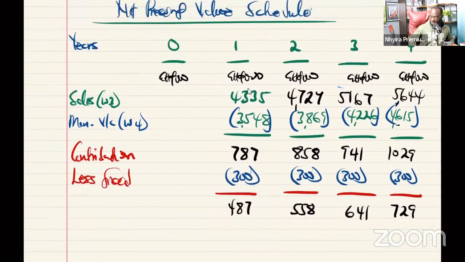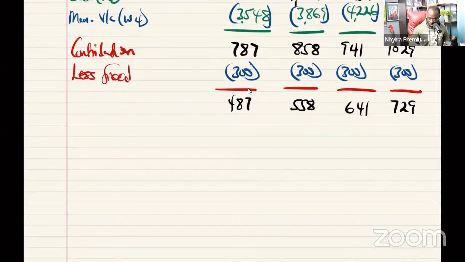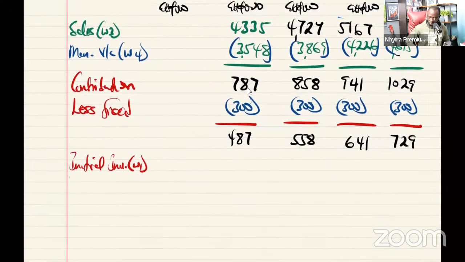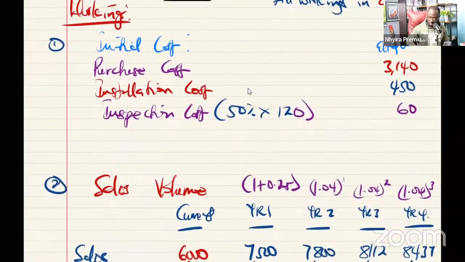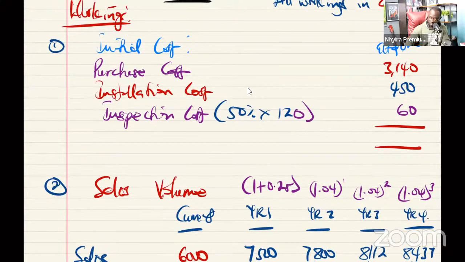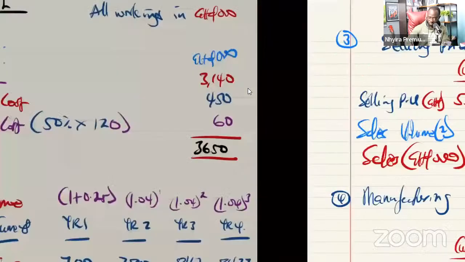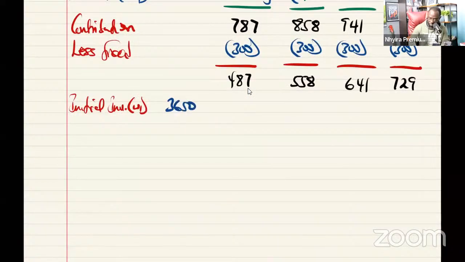But that is not all. We're going to bring in the initial costs of the project. That is from workings 1. So let's go pick it up. That is the initial investment of the project. Let's add it up. That is giving me 3650. So that is an outflow. We're going to take that out.